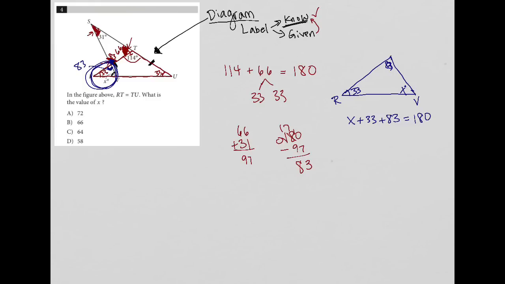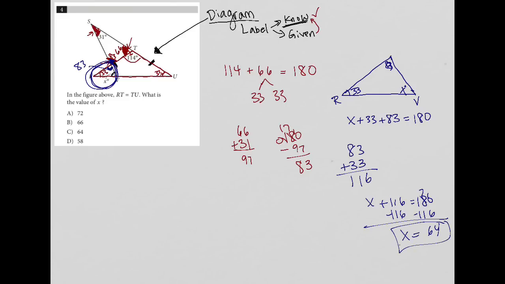And because I don't have use of a calculator for this section, I'm going to have to add this together. So I'm just going to show you, right? I'm not going to do it in my head. This is 6, this is 11, so that's 116. So X plus 116 equals 180. Subtract 116 from both sides. And again, I have to borrow 4, 6. And I get X equals 64, and therefore the correct answer here is choice C.